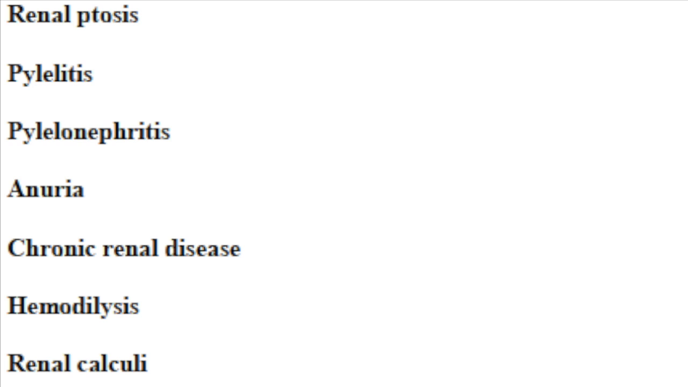Hemodialysis is when you implant an artificial kidney into a patient. Renal calculi, commonly known as kidney stones, form when calcium or magnesium salts or uric acid are concentrated in urine. They may crystallize and precipitate to create these stones.